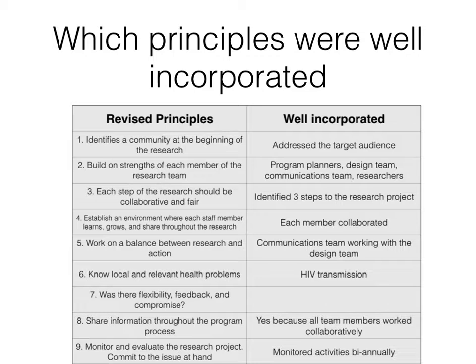For number 2, they also incorporated strengths of each team member. There were program planners, design teams, communication teams, and the researchers. The program planners research and monitor the program every 6 months. The communications team helped conduct the street plays, games, condom demonstrations, one-on-one discussion, and also group discussion. There were approximately 457 communication staff, which included supervisors and interpersonal communicators, and there were 50 street theater troops, which were contracted.